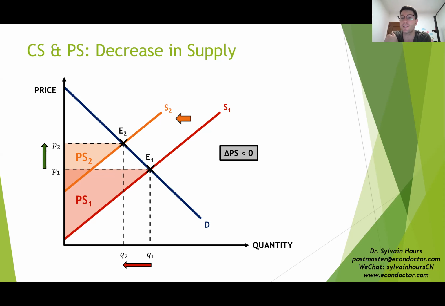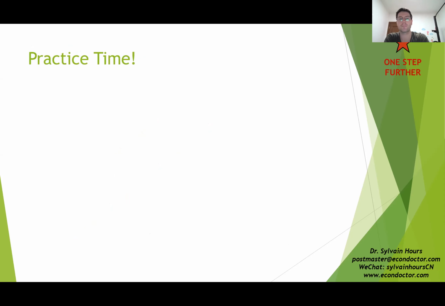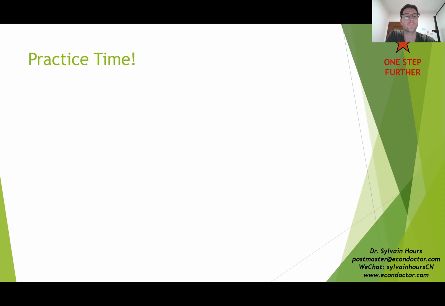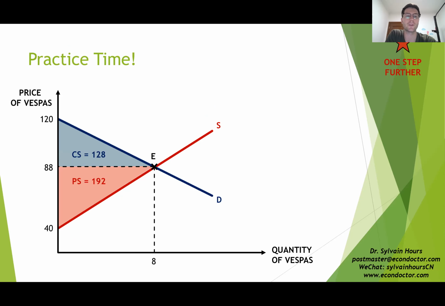Easy to remember, right? Increase in demand, increase in supply, increase in producer and consumer surplus. Decrease in demand or decrease in supply, decrease in consumer and producer surplus. Okay, and there is a last exercise, but with calculation, so you don't need to do it. If you want to calculate it, you can just practice. And that's it.